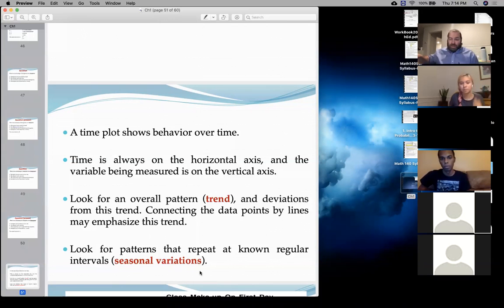Time is always on the horizontal axis, and whatever you're measuring is on the vertical axis. There's no exceptions to that. That's just the way it is. Time is on the horizontal axis, and the variable being measured is on the vertical axis.